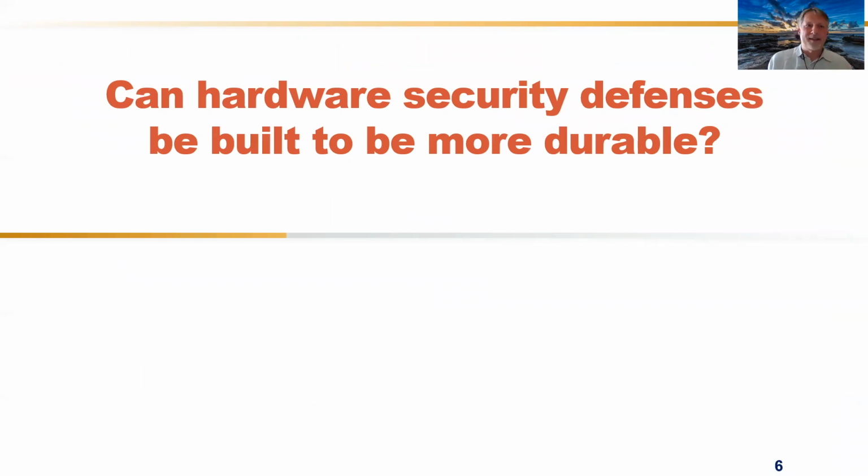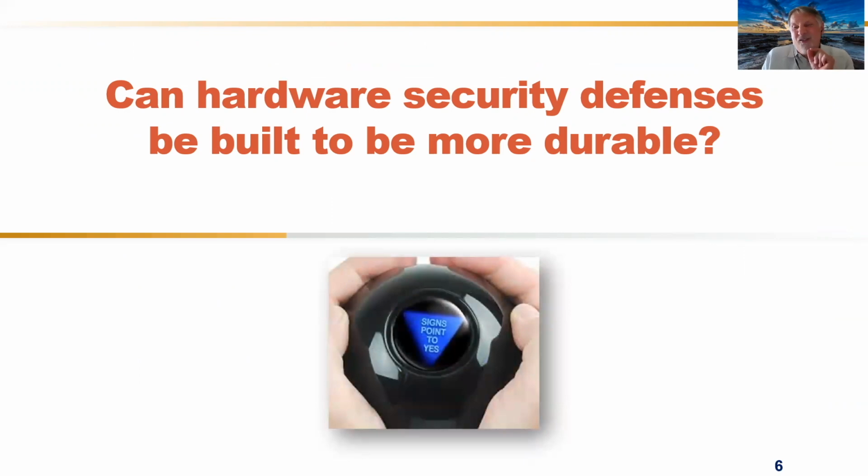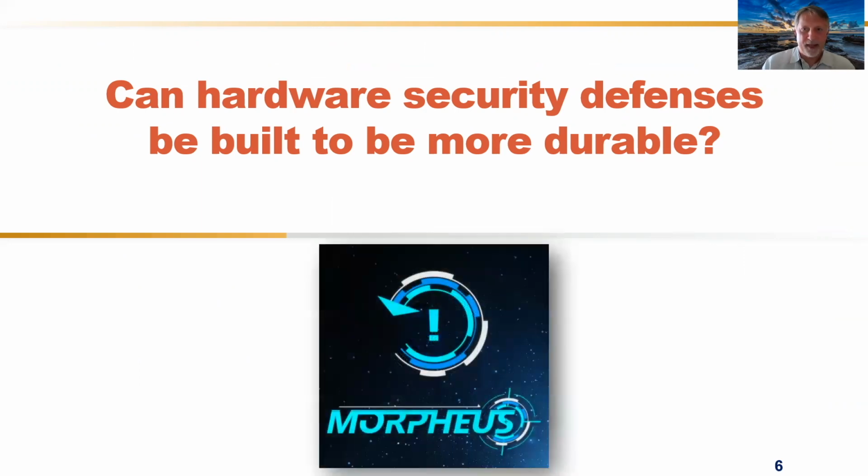It may sound unreasonable, but you have to be able to stop attacks invented in the future. Can hardware security defenses be built to be more durable? I think the Morpheus project really points to the answer of yes. And I want to talk about how Morpheus 2 specifically works and what defenses it throws up against a very important class of attacks called remote code execution. So let's take a look at Morpheus in more detail.